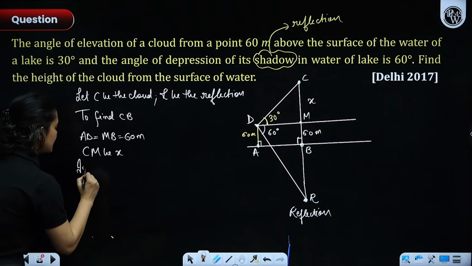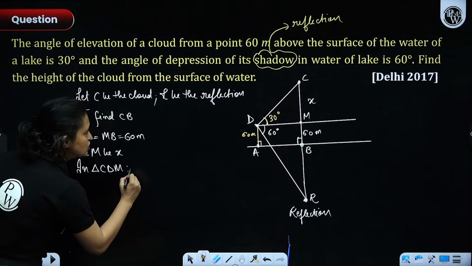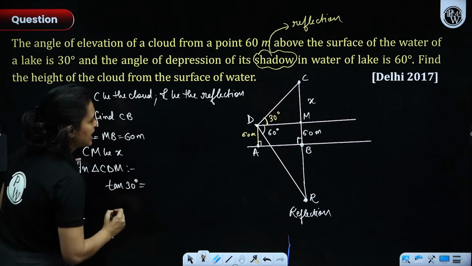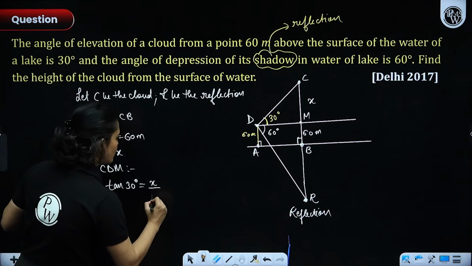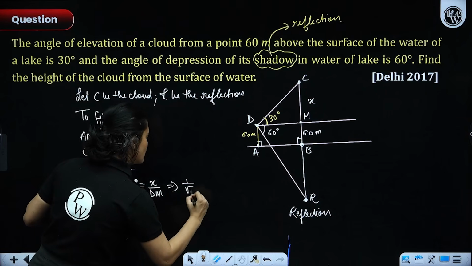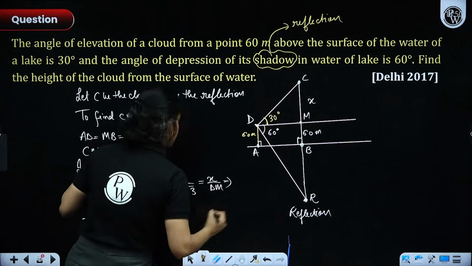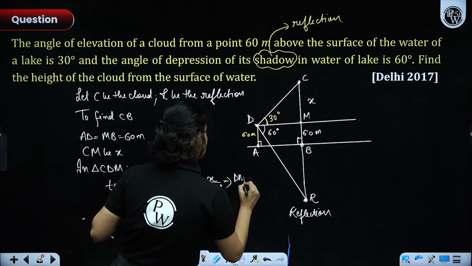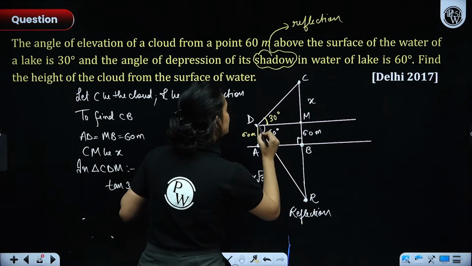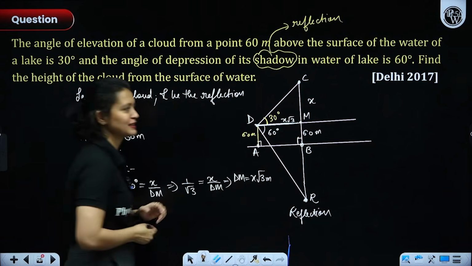Why? Because in triangle CDM, if I just use tan of 30 degrees, then I see that it would be equal to X over DM. Okay? So that means that 1 over root 3 is equal to X over DM. So that means that DM is equal to X root 3 meters. So that means that this here is what? This is X root 3 meters, guys.